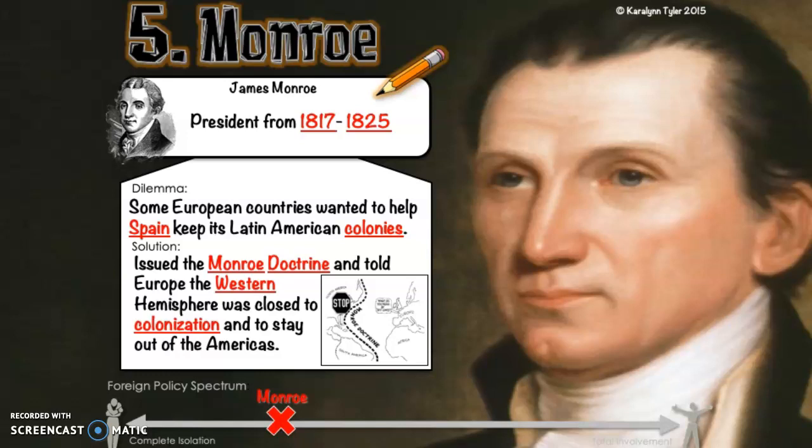He was taking a stand in terms of America's power. We were not a powerhouse nation to begin with, but he wanted the United States to be seen as a power on the world stage, and this was his attempt to do that.